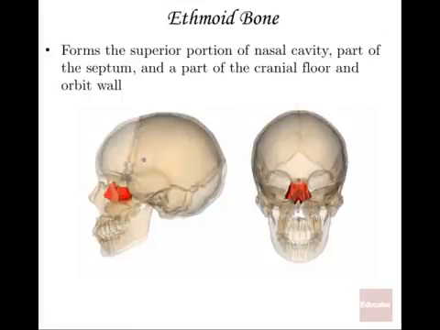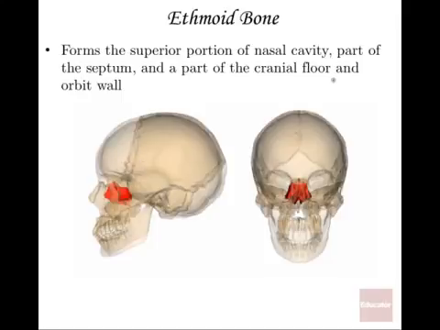So what is this ethmoid bone? This is the final part that actually articulates with the cranium. It forms the superior portion or upper part of that nasal cavity and part of the septum. So the septum, we often refer to this part of the nose as the septum, and this is a skin/cartilage portion of the septum. But if you go back further, there is a bony septum, a bony separation between the two sides of the nasal cavity. And also part of the cranial floor.